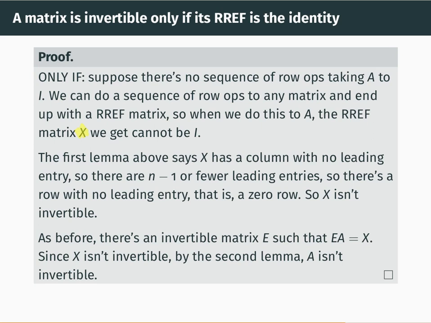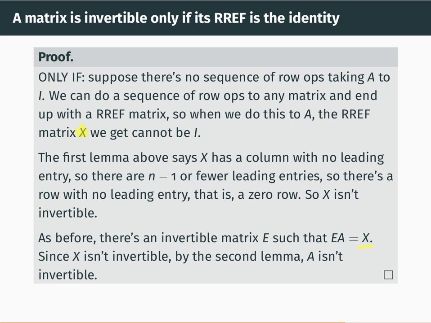What we can do, though, in the same way as in the if part of this proof, is argue that there is an invertible matrix E such that E times A is equal to X. E is the product of the elementary matrices corresponding to the row operations which took A into row-reduced echelon form. Just like on the previous slide, E times A is equal to the row-reduced echelon form of A, which in our case is this matrix X.